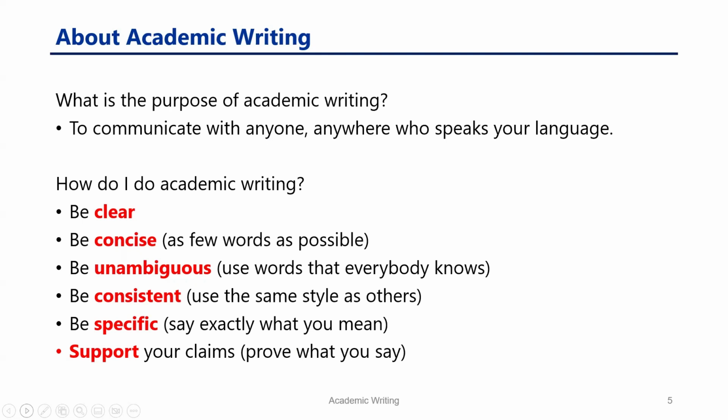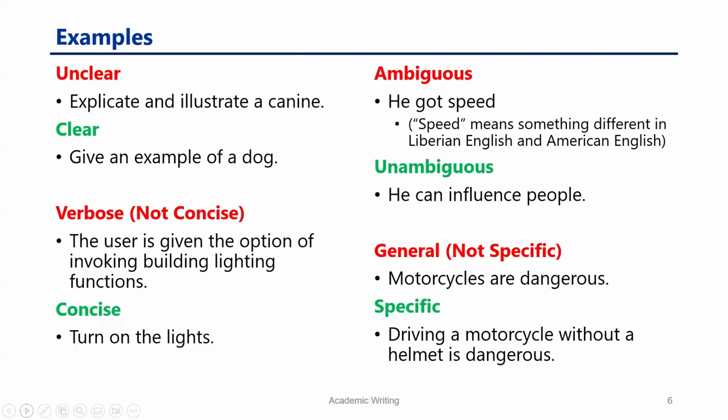Be unambiguous. Use words that everybody knows and that everybody agrees on their meaning. Be consistent. Use the same style that others in your field are using. And be specific. Say exactly what you mean so that people have no doubt about what you mean. And finally, support your claims, which means to prove what you say. Let's look at some examples.